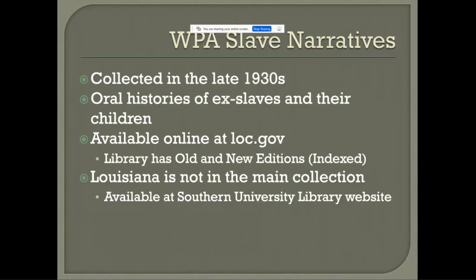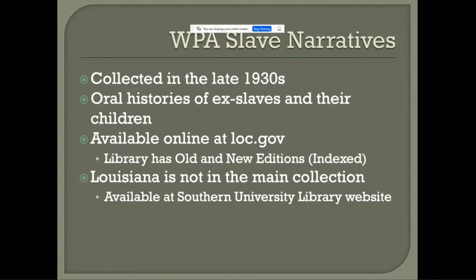So, like I said, these were collected in the late 1930s by Alan Lomax, who also collected all the folk music. If you listen to the folk music collection, he also did this with slave narratives. Oral histories of ex-slaves and their children born before about 1870. So slavery and slavery-adjacent people. Keep in mind they're old. They're also available at the Library of Congress website.